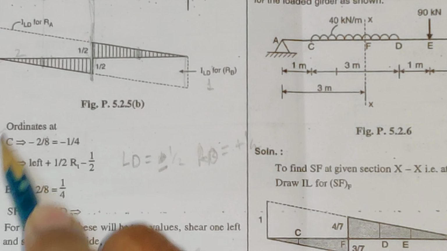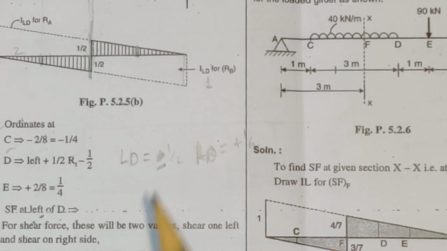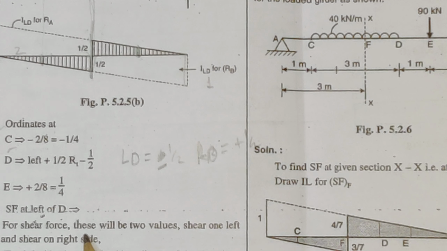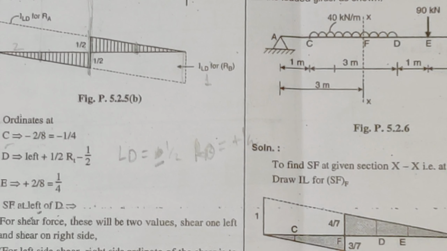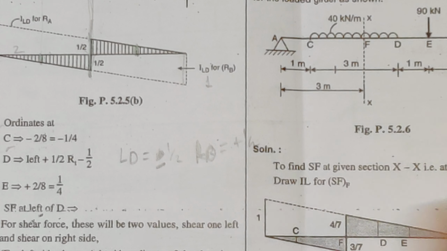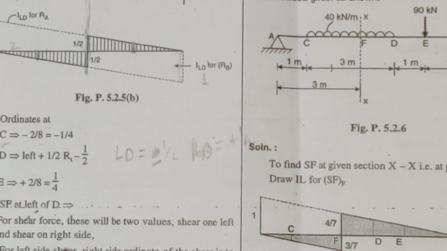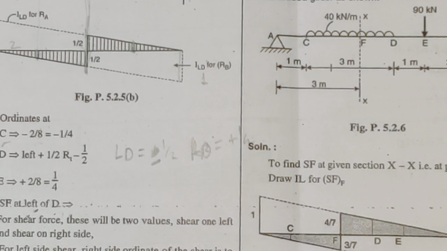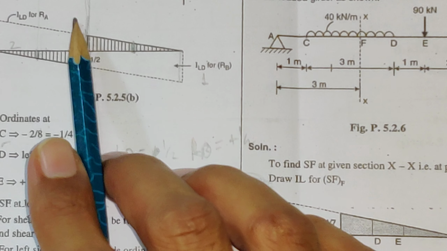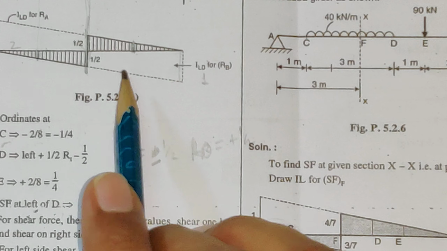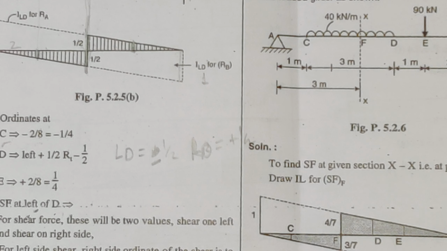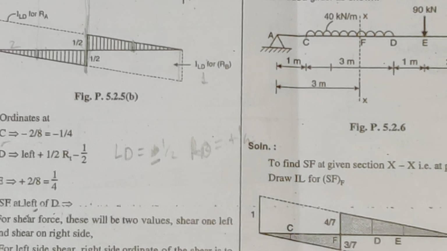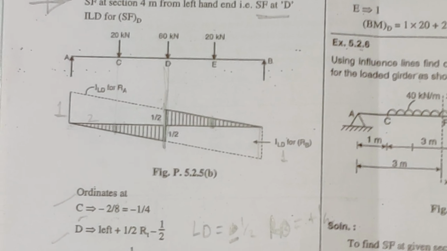So once you find the value of C, D and E, remember this, for shear force these will be the two values, shear force left side and shear force on right side. For point D there will be two values, one for the left side and one for the right side, right? As you can see, this diagram is symmetrical, loading is symmetrical, because of that you will get a symmetrical answer, but in terms of plus and minus sign. So let us see next.